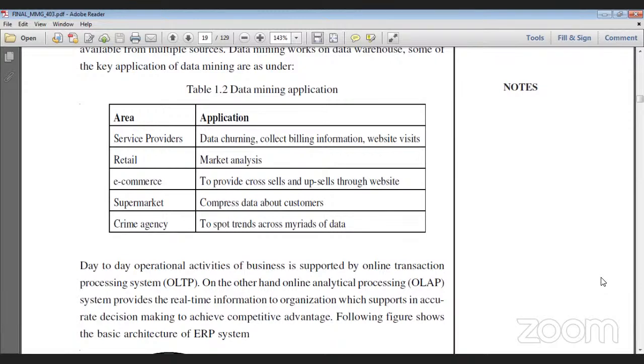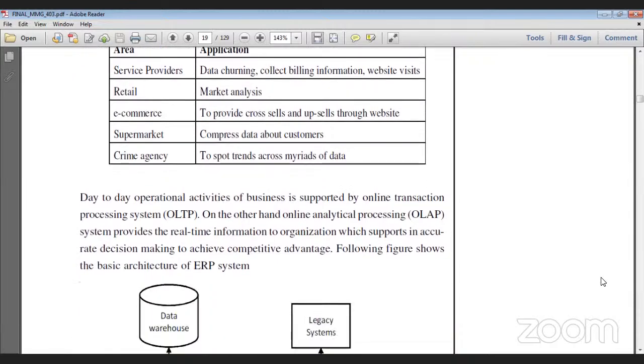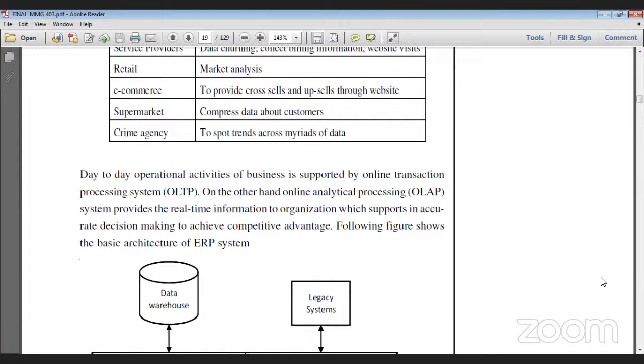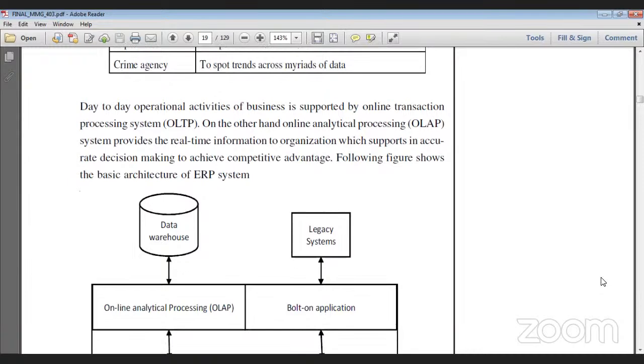This system provides real-time information to the organization, which supports accurate decision making to achieve competitive advantages. Here the figure is shown, the basic architecture of the ERP system. In the first column, the data warehouse is given. In the second is the legacy system. Then under that there is the online analytical process, that is OLAP.